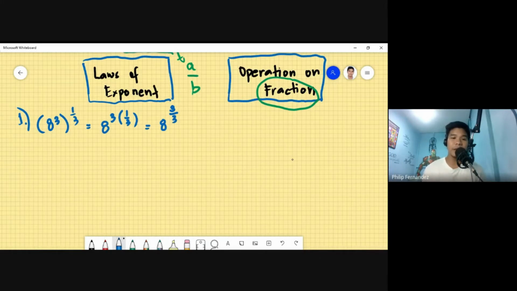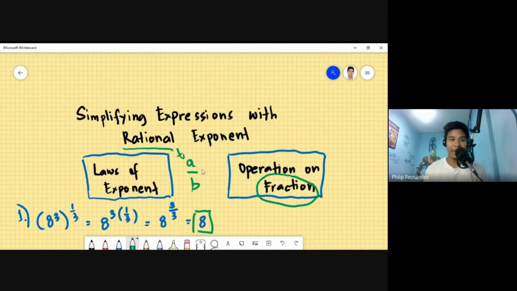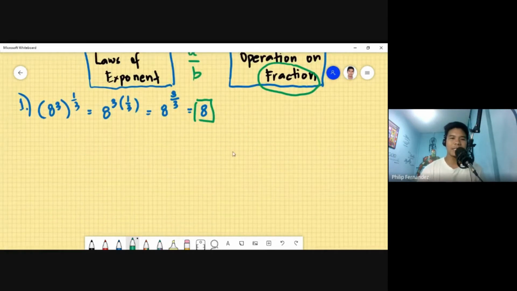And what is the lowest term or the simplest form of 3 over 3? 1. Very good. So we could write it as 8 na lang kasi ang exponent na lang is 1. So therefore our final answer here is 8. Please take note what we are doing here is we simplify. Okay? So we simplify expressions with rational exponents. So our final answer here is 8. Okay? Any question regarding this one? Press 1 kung wala na. Kung naintindihan.